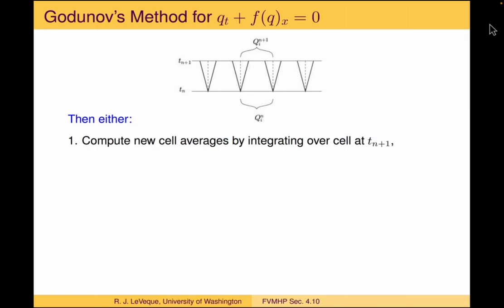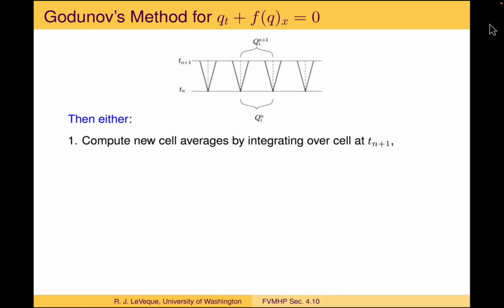And if you recall, we looked at three different ways of defining Godunov's method. One is what I just described: compute the new cell average by integrating over the cell at time tn plus 1. And if the solution of the Riemann problem involved a rarefaction wave, then the exact solution at time tn plus 1 would be a little more complicated. It wouldn't be just piecewise constant. It would have a rarefaction part of it. And so computing that integral might seem more complicated, but in principle, we could do that.